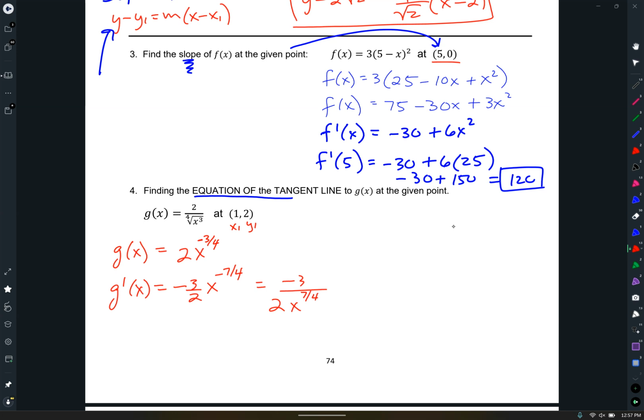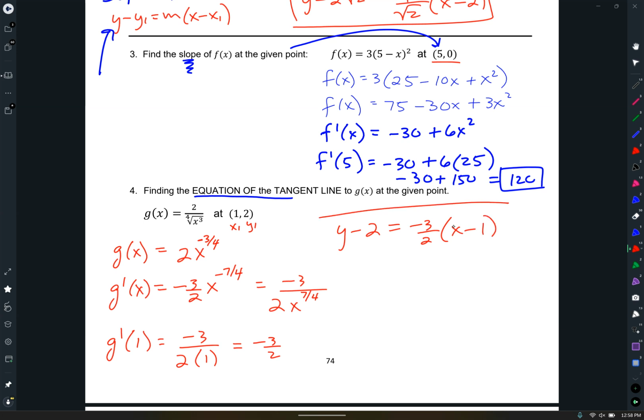But in order to write my equation, I need the specific derivative at this point. So I'm going to say g prime at 1 is negative 3 over 2. Now 1 to any power is just 1, so that's just going to be 2 times 1. So my slope is negative 3/2. So now I'm ready to write my equation. I'm going to say y minus y1 equals m times x minus x1. And again, unless they specifically tell you you have to change it to slope intercept, it's perfectly fine to leave it like that.